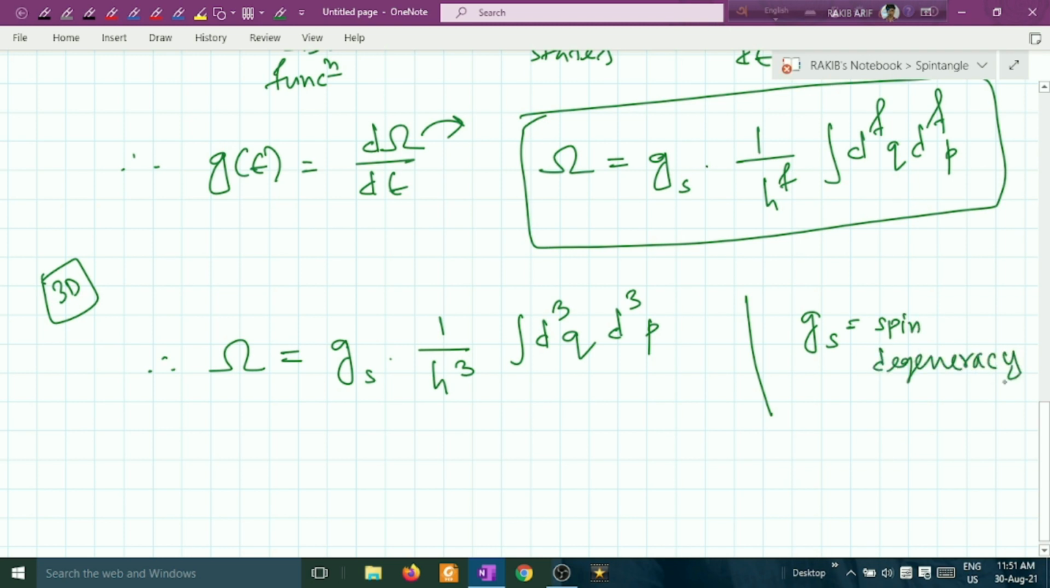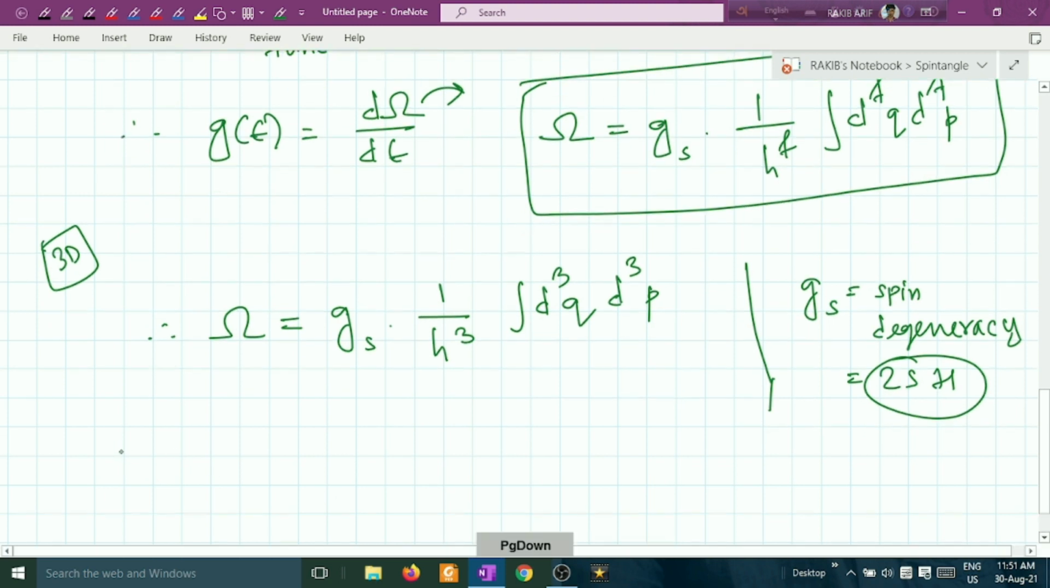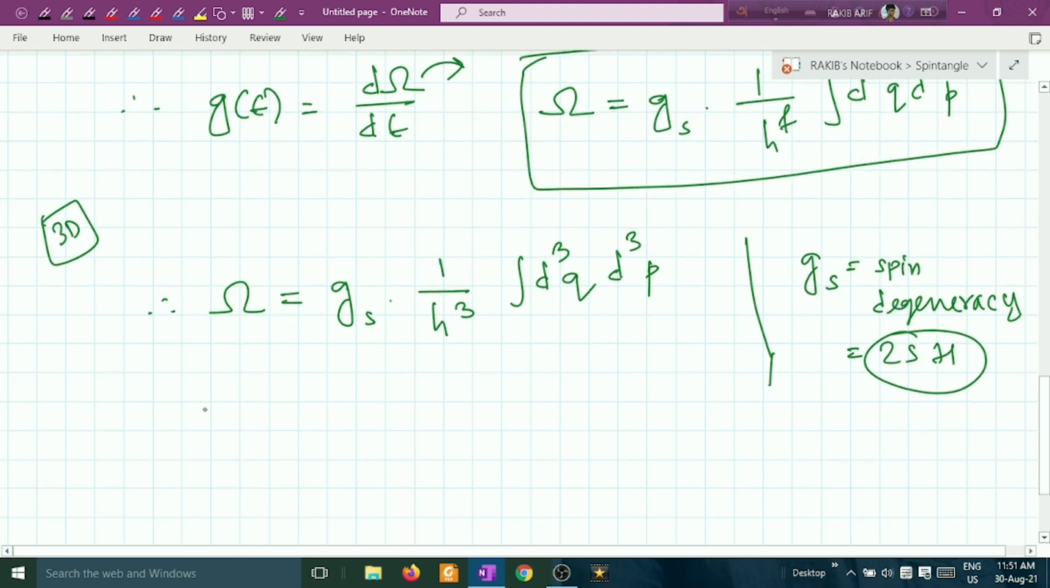Spin degeneracy. This is given as 2s plus 1. The number of degenerate states is 2s plus 1, where s is the spin of the particles. Now integrating this, as there are 2 arguments in this integration, I am giving 2 integrations. The first integration will be on Q and the second integration will be on P.